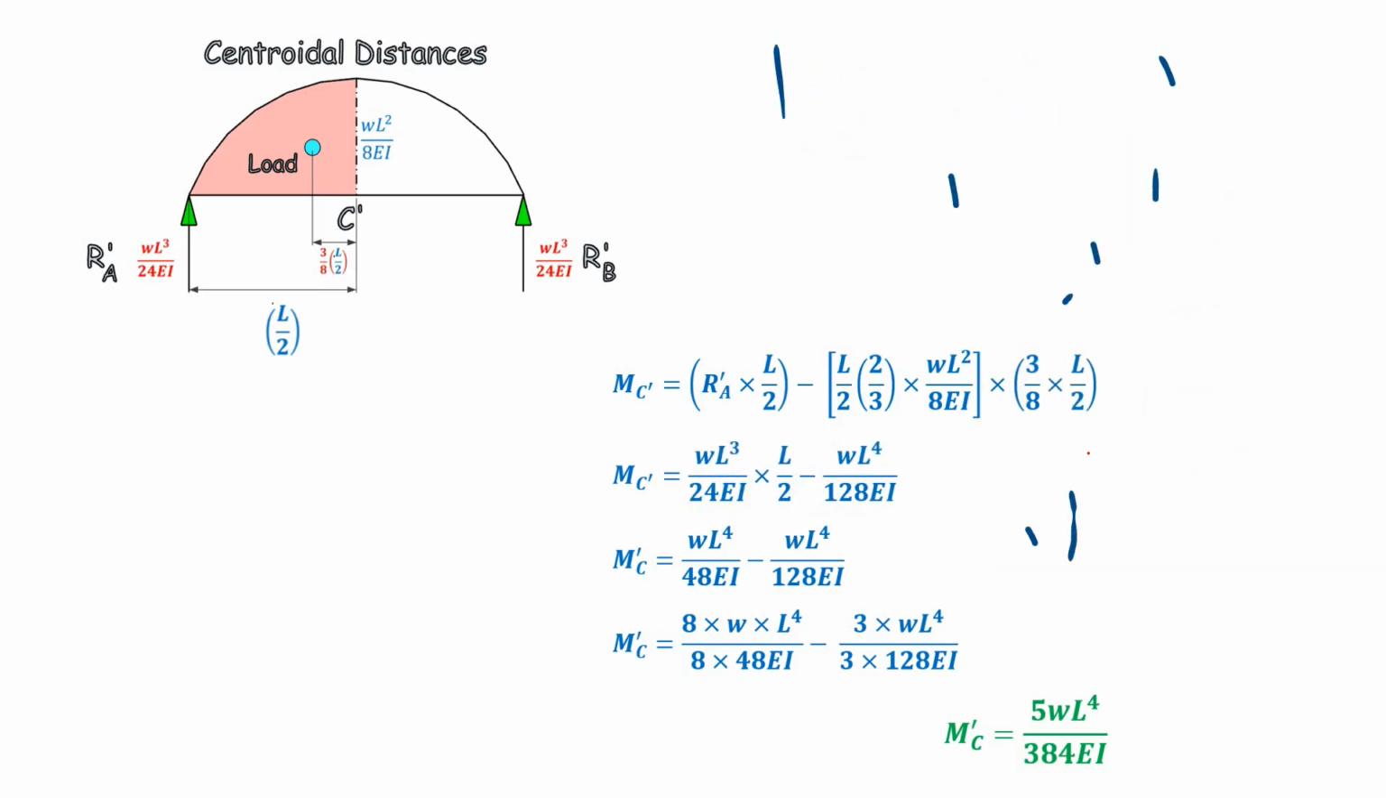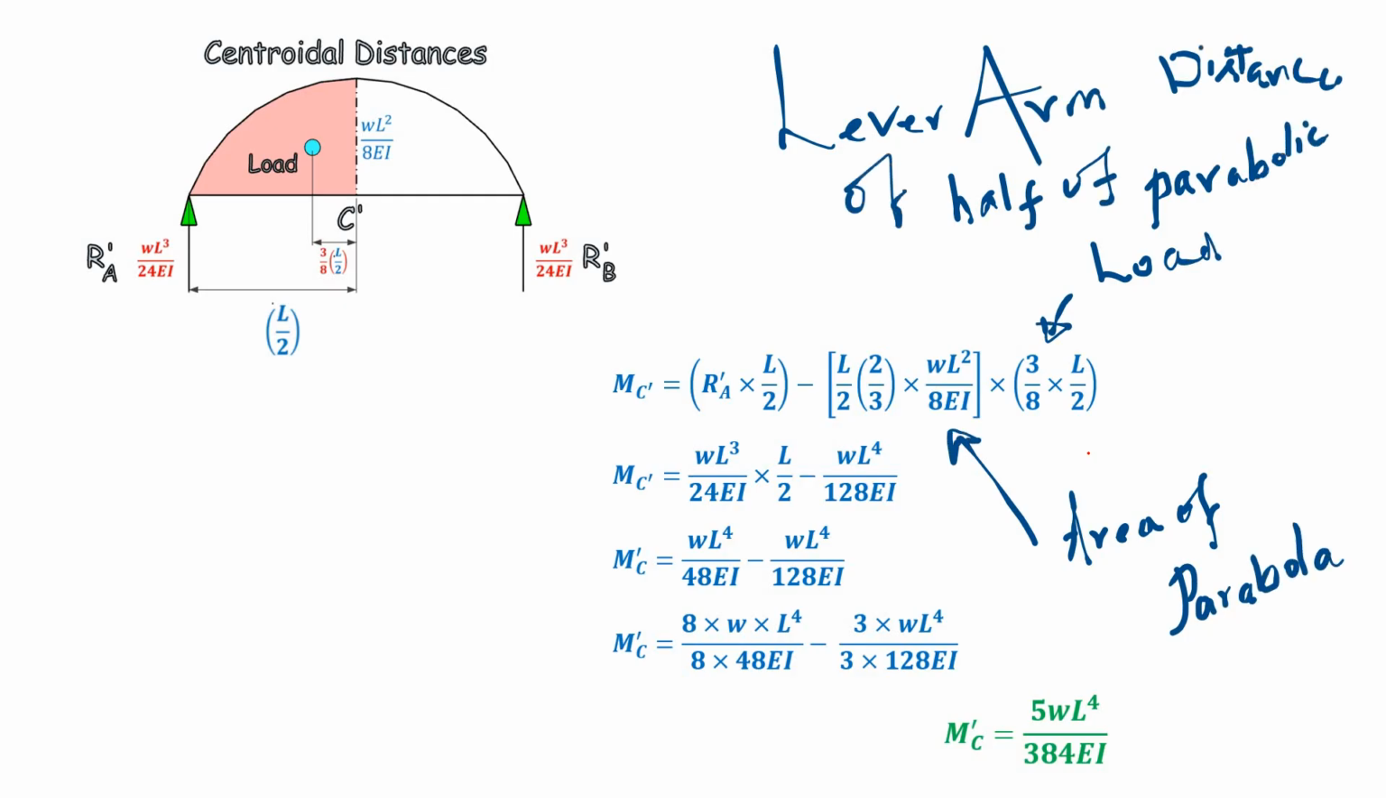Now you can see how this is being calculated. This is the area of half of the parabola, and this 3 by 8 times L by 2 is the lever arm distance of half of the parabolic load. Now it's clear: the load multiplied by the lever arm distance. Substituting all the values and final simplification, you end up with M dash C equal to 5 WL power 4 by 384 EI. Now I have calculated the moment at the center for the conjugate beam.